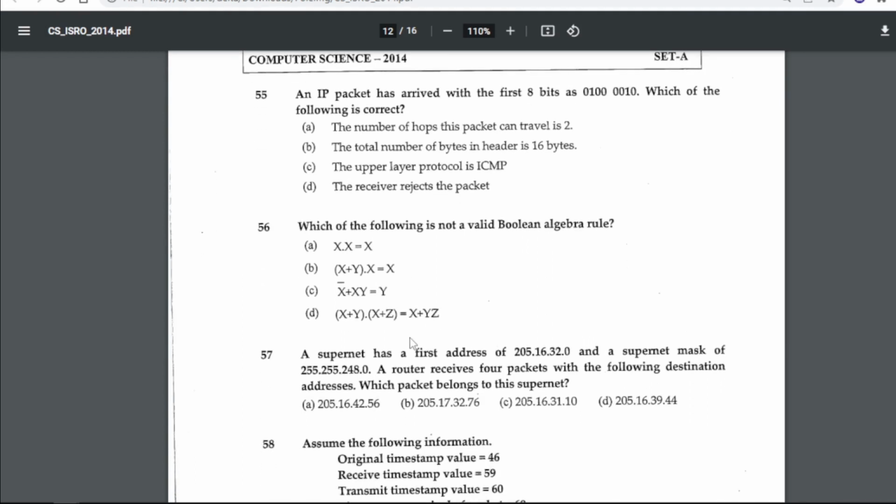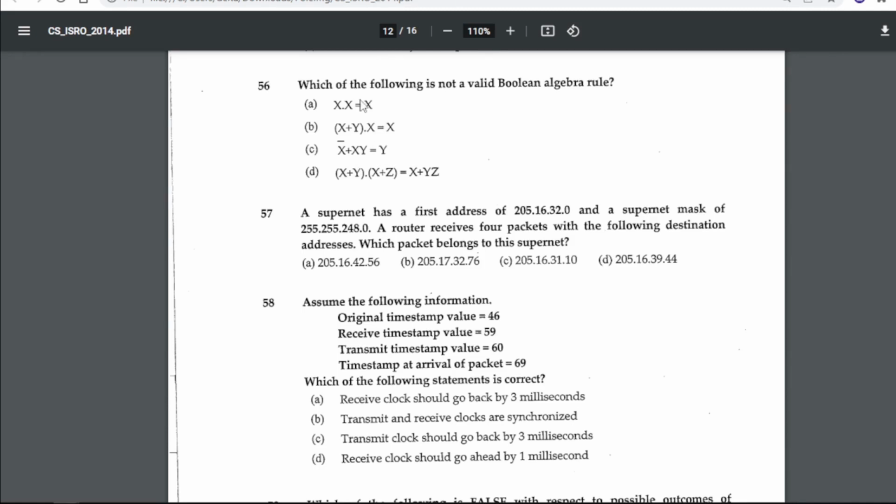Now question number 56 is: which of the following is not a valid Boolean algebra rule? If you check these options, option C will be your answer, that is x bar plus xy equals y, right? Because x dot x equals x gives the expression. Now B, x plus y into x equals x, this is also true. But for C, if you solve this expression, you will get x bar plus y, not y. So C will be the answer, because it is asking which is not a valid Boolean expression.